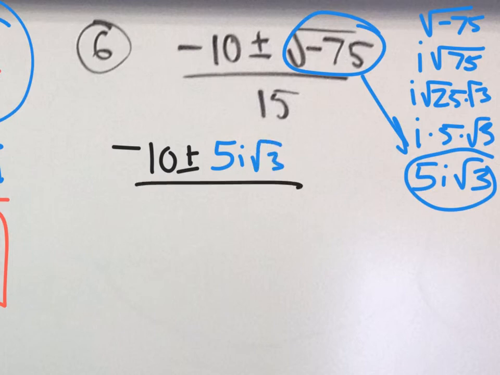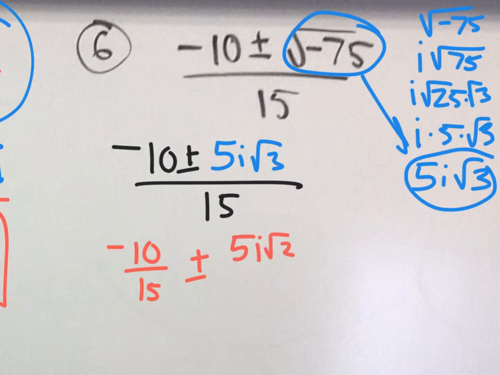And it's over 15. Now at this point, I could reduce all 3 terms by 5, or I could split the denominator to each. Either way is good. I like to split the denominator to each, especially because we have i, which means that you need it to be a binomial. You need it to be totally separate, the real part first, the imaginary part second. So I'm going to separate them. You have negative 10 over 15 plus or minus 5i square root of 3 over 15.